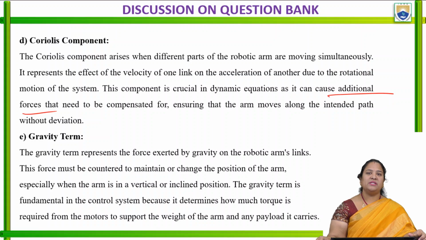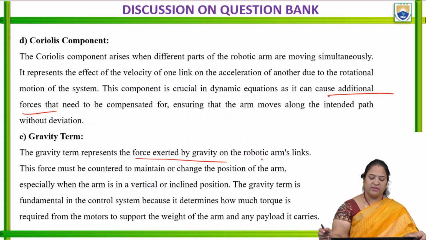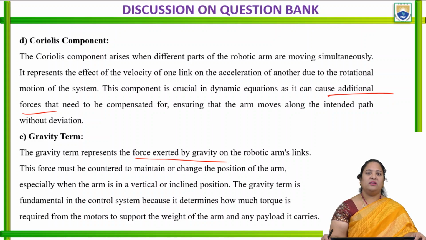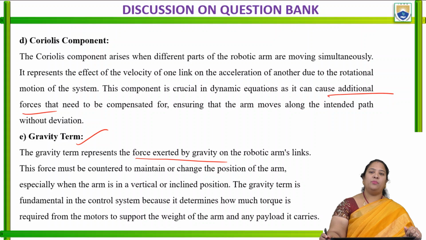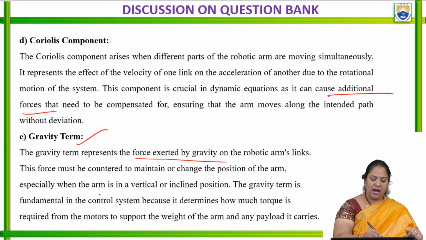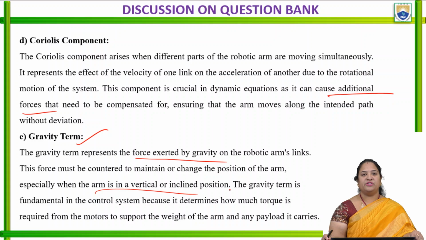Moving on to the next one, the gravity term. The gravity term represents the force exerted by gravity on the robot arm. This force must be countered to maintain or change the position of the arm, especially when the arm is in a vertical or inclined position, where the gravity term becomes very useful.